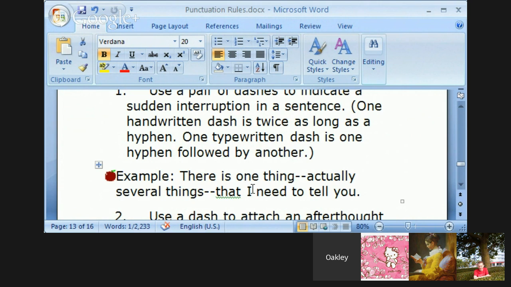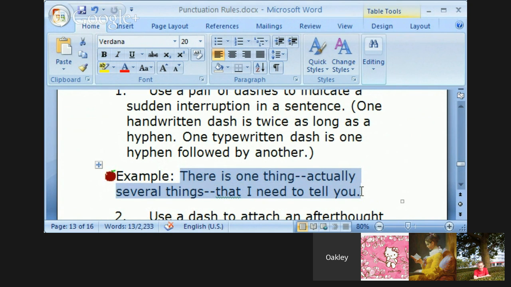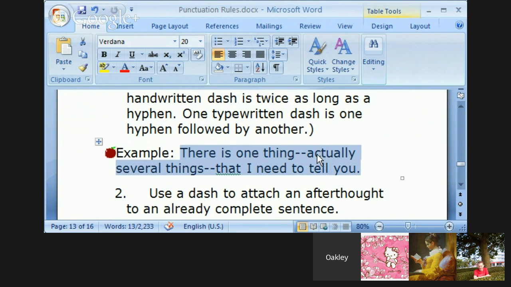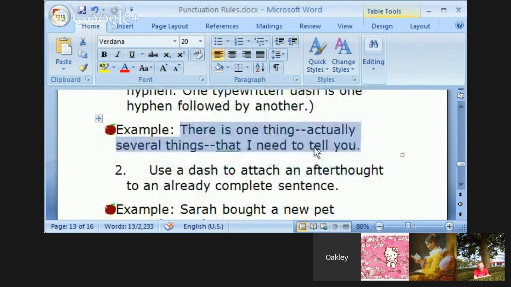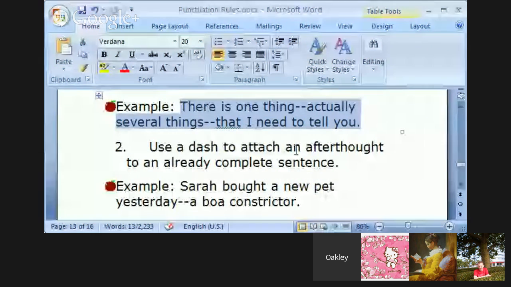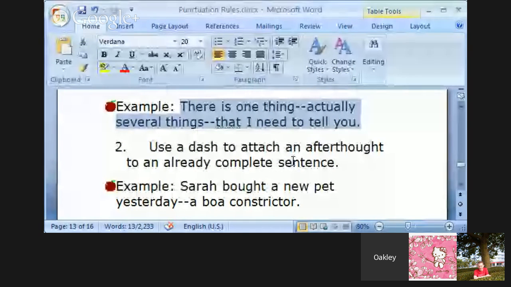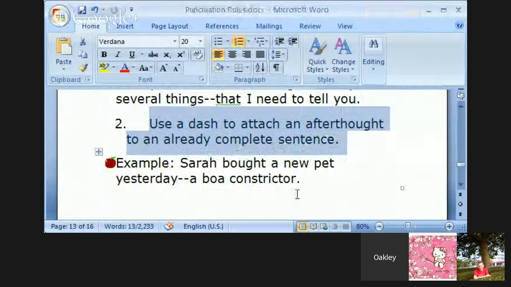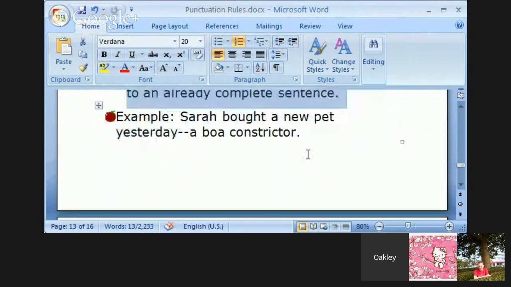These are tricky to use correctly. Here's an example. There's one thing, actually several things, that I need to tell you. I mean, obviously there's other ways to do this. You could use the ellipsis, dot, dot, dot. You could simply use a comma, embrace actually several things with commas. So there's other ways to do this, and it's easy to make mistakes, not exactly what I would highly recommend you use very often. A very similar use, use a dash to attach an afterthought. Sarah bought a new pet yesterday, a boa constrictor. Again, dot, dot, dot, the ellipsis would work just as well here.